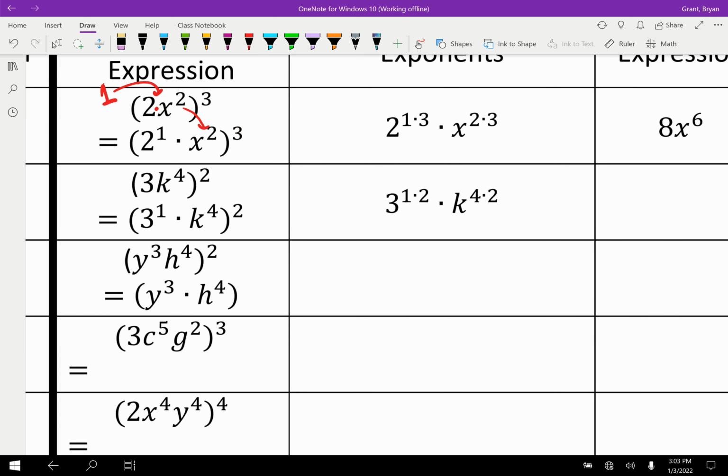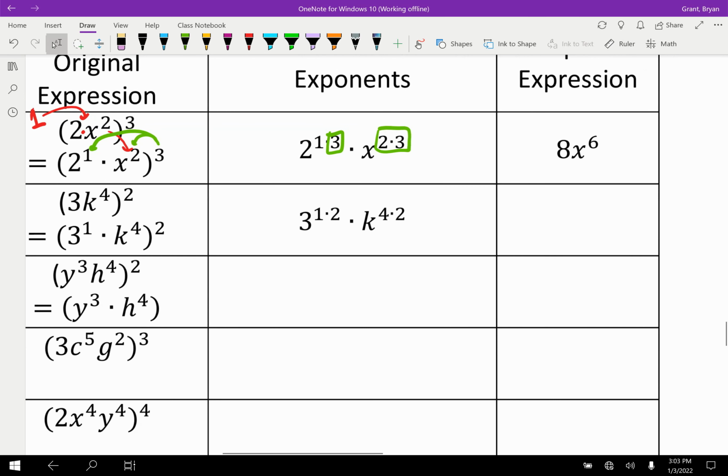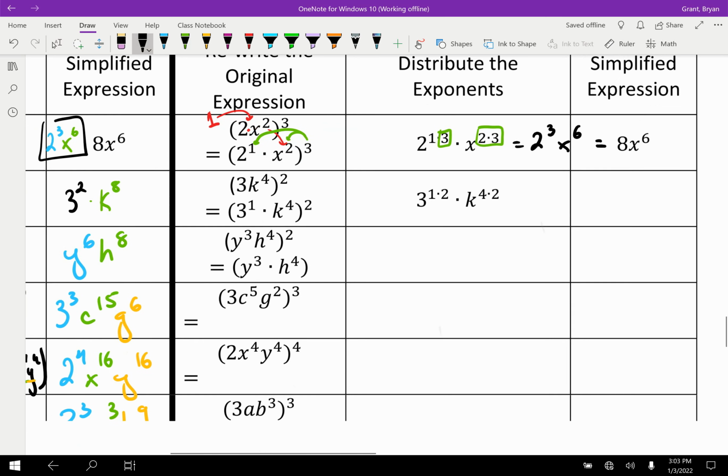Then we're going to go through and use our property from the second page: parenthesis, exponent, parenthesis means we multiply. In fact, we are able to take this 3 and distribute to both of these on the inside. When you clean this up, you'll get 2 to the 1 times 3, which is 2 cubed, and x to the 2 times 3, which is x to the 6th. Okay, that does match our answer that we got before.